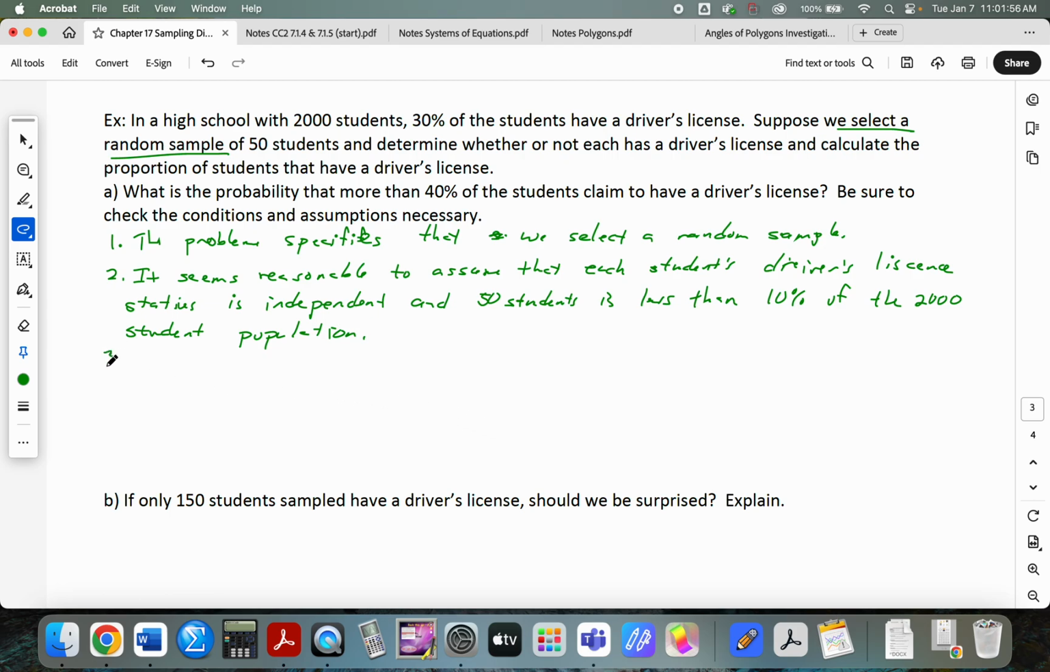All right, and then third, the success/failure condition. So the predicted successes is going to be equal to 0.3 times 2,000. And you don't have to necessarily crunch this number. This one's not bad. That's 600. But if you just want to go, yeah, that's greater than or equal to 10.